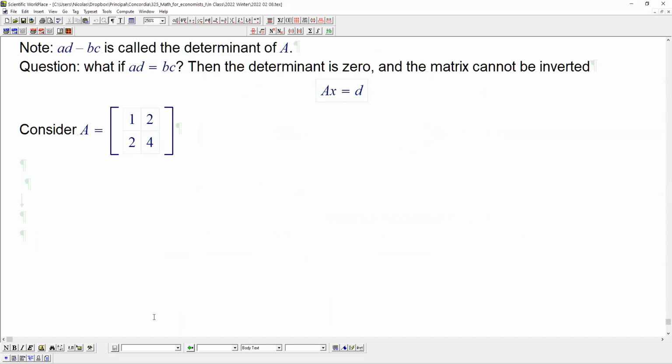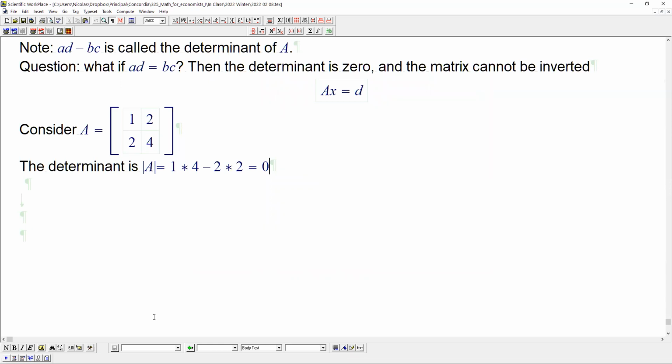So I would have either no solution at all or an infinite number of solutions. The determinant in this case is AD minus BC, so 1 times 4 minus 2 times 2, and you would write it this way. And what do we get? You get a zero determinant. So this determinant is the key to everything.